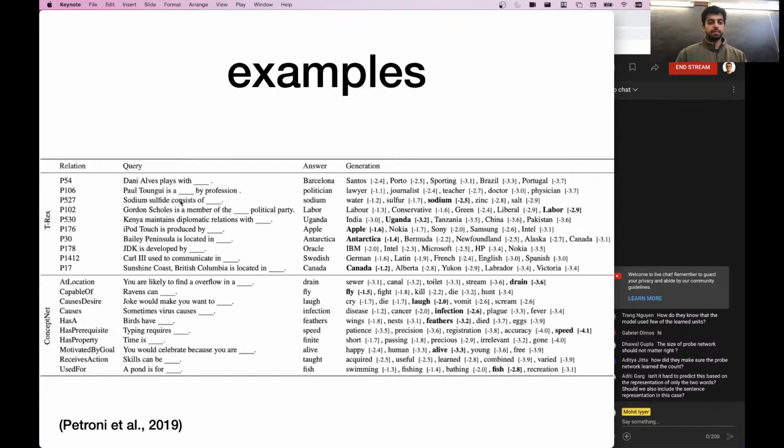Here you have sodium sulfide consists of Mask. The correct answer is, I guess this is a kind of strange, I mean, sodium is not all that. Anyway, so the model thinks that water is the most probable answer, so you might be able to conclude that this fact is not really well represented by the model. So again, all of these answers are just a single word because it's, of course, harder to probe for sequences. You need to actually decode from the model to figure out what is the highest probability sequence.